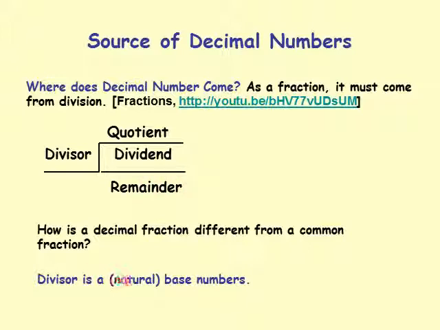Okay, let us continue here. So the divisor is a natural base number. What's the difference is that the divisor in the fraction was any number we can think of, and here the divisor is a natural base number. Those are numbers like 1, 10, 100, 1000, and on the fractional side it is 0.1, 0.01, 0.001.